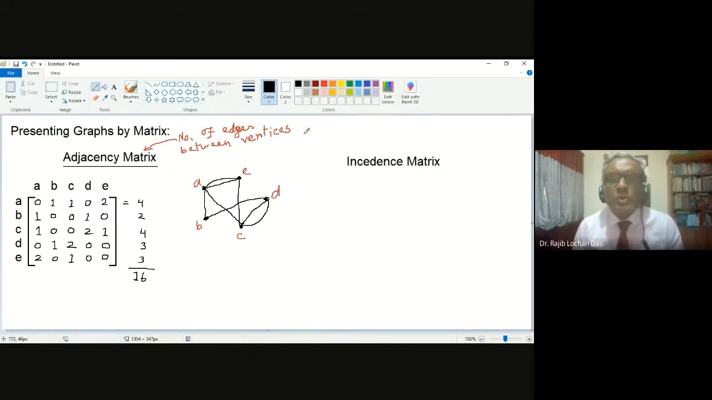Now think about degree. If you think about degree of A, what is the degree of A? 1, 2, 3, 4, right? What is the degree of E? That is 3. What is the degree of D? It is also 3. What is the degree of C? It is 1, 2, 3, 4 again. And what is the degree of B? It is 2. So what you are getting here? Summation of degrees.